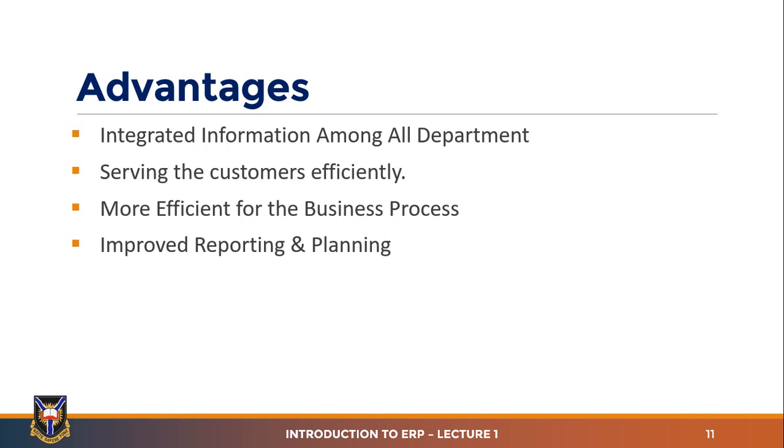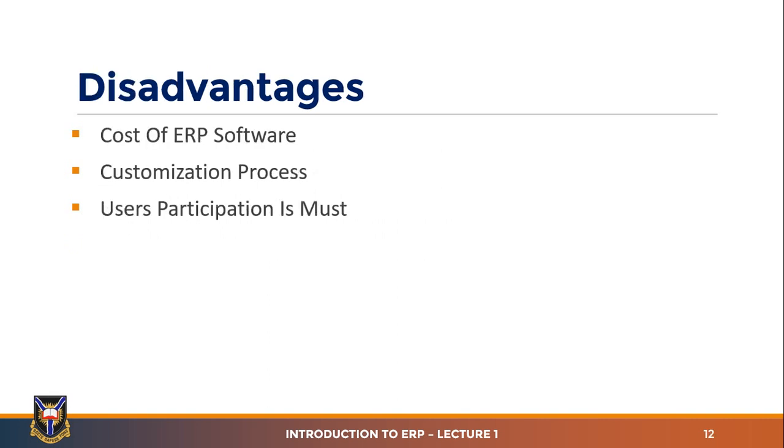And the next one is, with ERP, we can have more efficiency for the business process, so we can have a better business performance. And after this being said, we have improved reporting and planning. With the help of ERP, we can perform business analytics to get the business intelligence, the data to make decisions, to make important forecasting about the business.